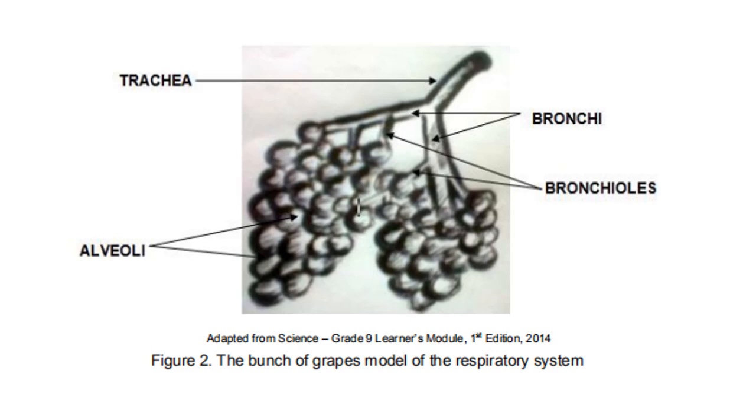This is a drawing of a bunch of grapes model of the respiratory system. If you look at it, we have the trachea, the bronchi, the bronchioles, and the alveoli. Now, how does the air breathe in and breathe out? Okay, let's try to know more.